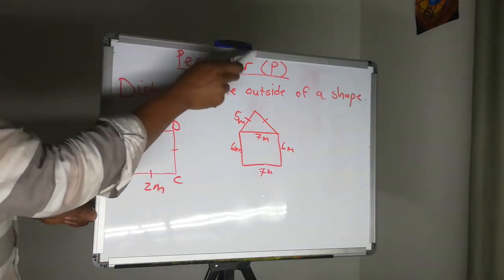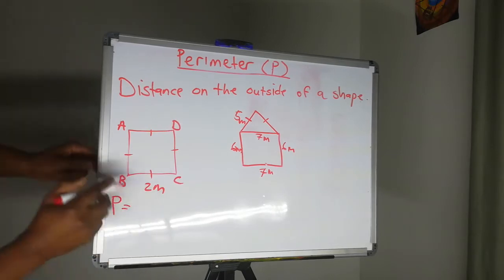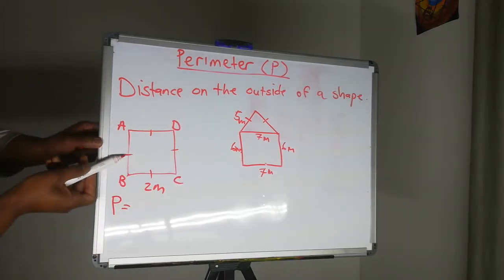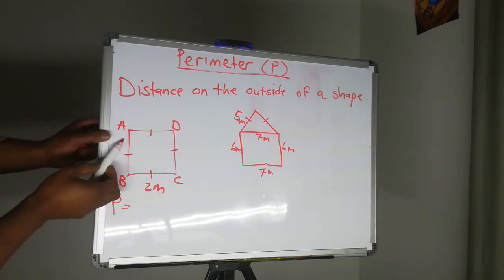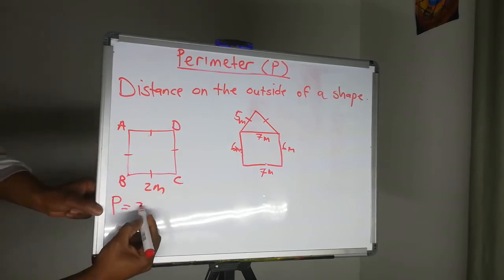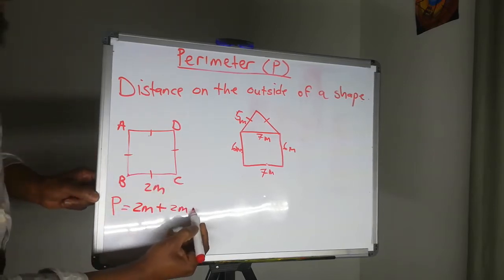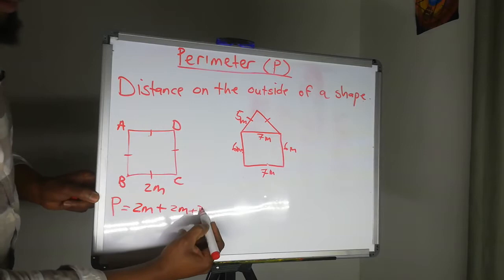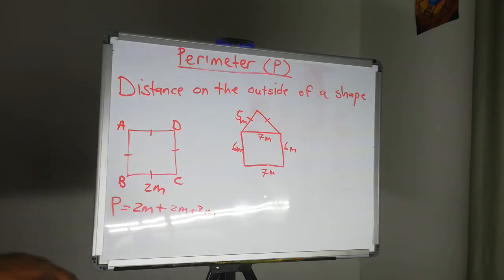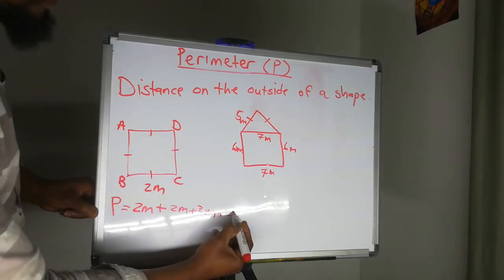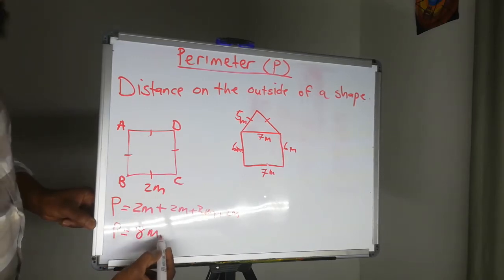We're going to use the abbreviation P for perimeter. So all we do is say P is from A to B. These lines mean that every side is going to be equal to 2. So from A to B is going to be 2 meters, plus from B to C another 2 meters, from C to D again 2 meters, and from D to A, which is our original starting position, is another 2 meters. Therefore we can say that the perimeter is going to be equal to 8 meters.